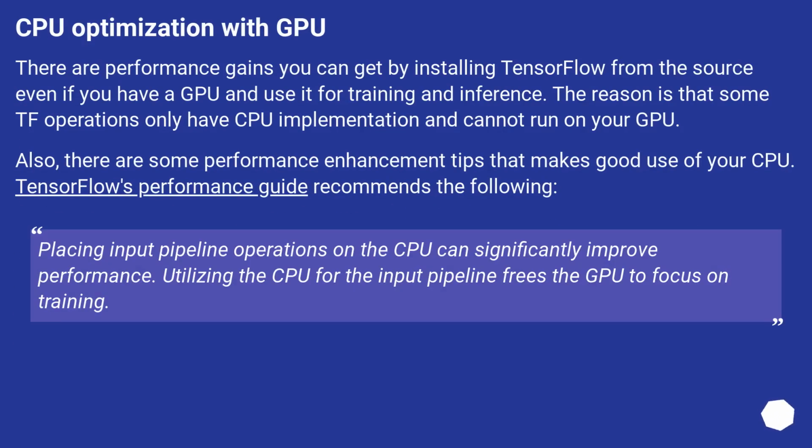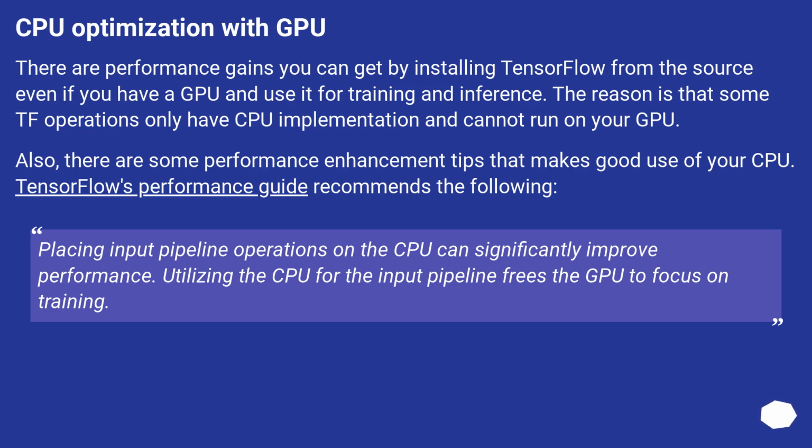CPU optimization with GPU. There are performance gains you can get by installing TensorFlow from the source even if you have a GPU and use it for training and inference. The reason is that some TF operations only have CPU implementation and cannot run on your GPU. Also, there are some performance enhancement tips that make good use of your CPU.